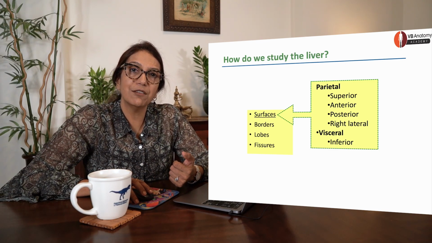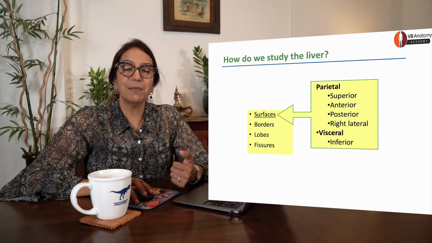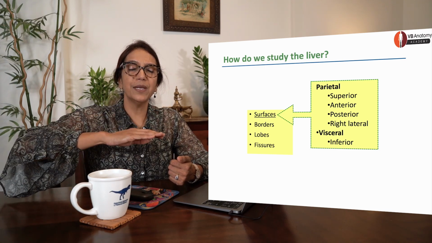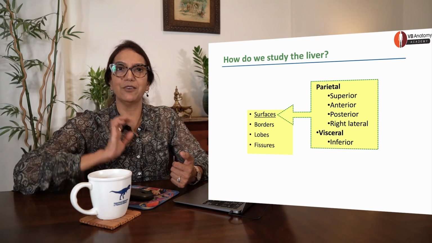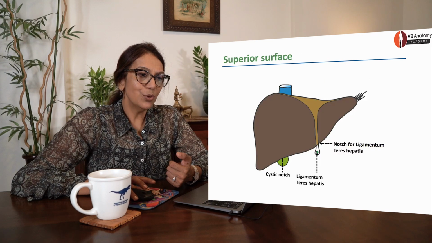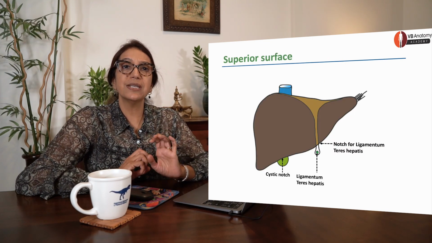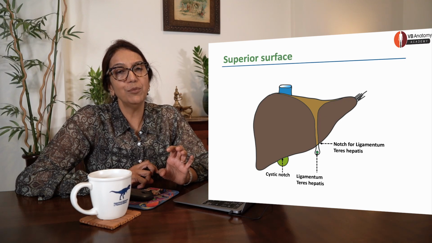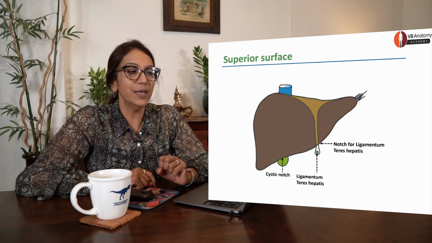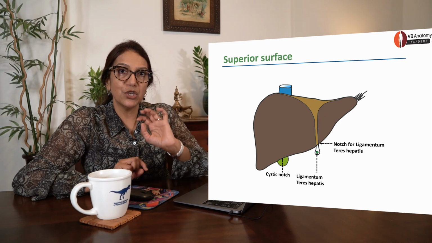How many parietal surfaces? Close your eyes, imagine. Anterior, superior, posterior, right lateral. Use your imagination, try and visualize the liver in your body. Don't just mug it up. After a point of time, you will lose orientation. So yes, now this is my wedge-shaped liver.